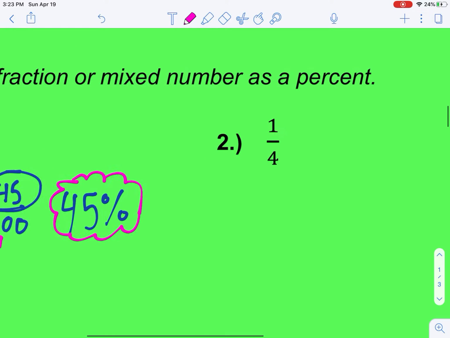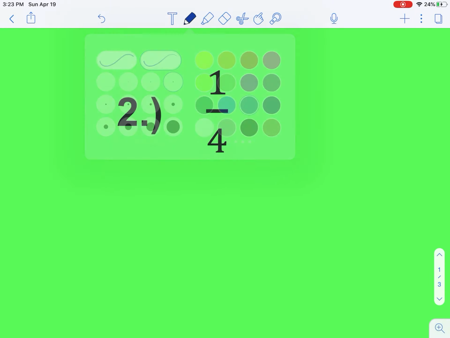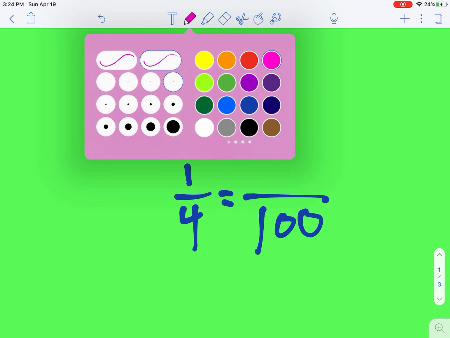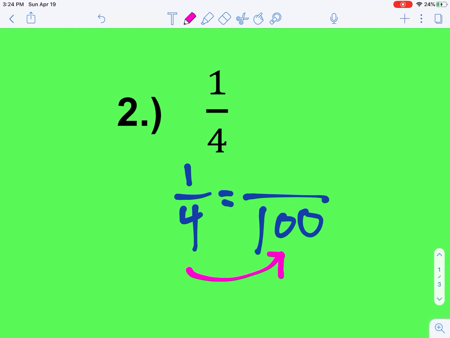So let's take a look at number 2. On number 2, I've got 1/4. I've got 1/4, and I want to turn it into a percent. So I want my denominator, I don't want it to be 4 anymore. I want my denominator to be 100. So I have to ask myself, how do I go from 4 to 100? Well, 4 times 25 is 100.